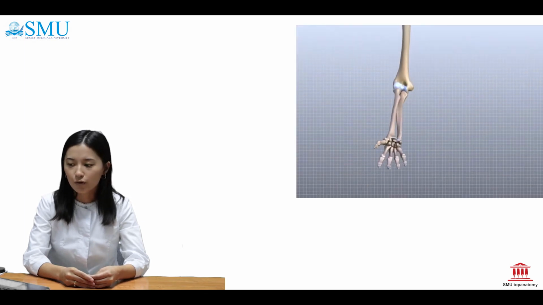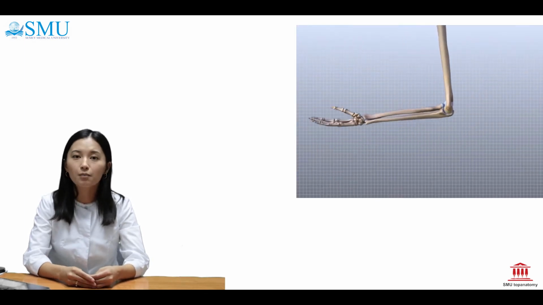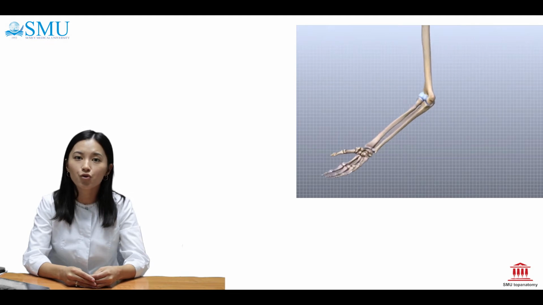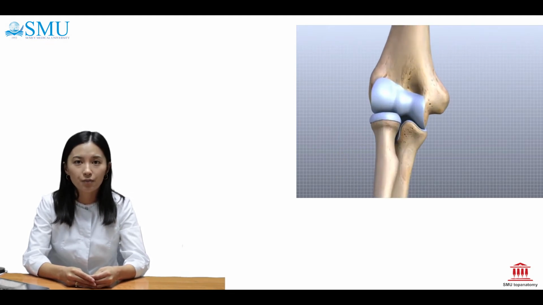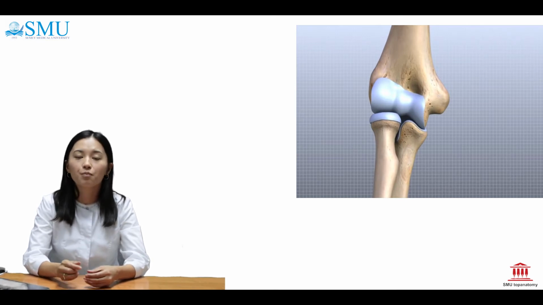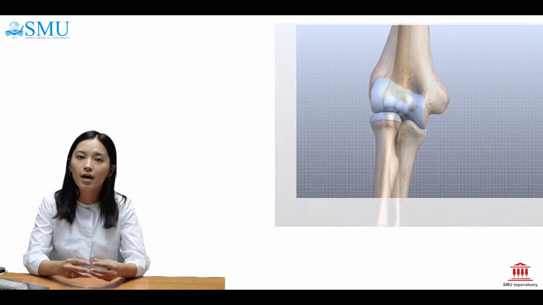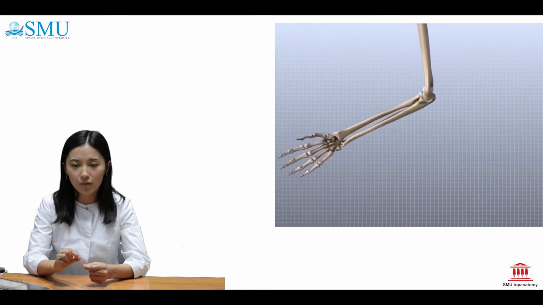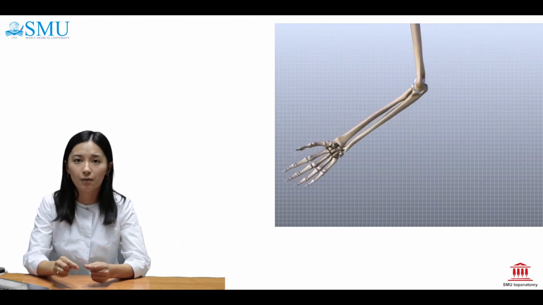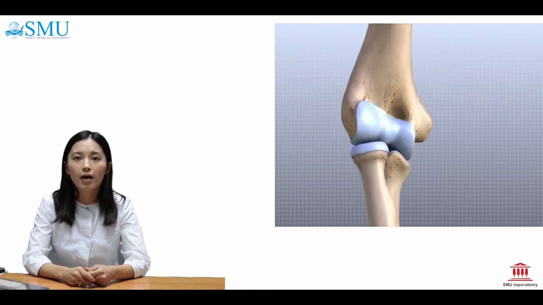Now we're going to move on to the elbow joint. Elbow joint is a synovial hinge joint that consists of humeroradial and humeroulnar joints, allowing flexion and extension. It also includes the proximal radioulnar pivot joint that allows the head of the radius to move on to the ulna, the radial notch of the ulna, and allows supination and pronation.